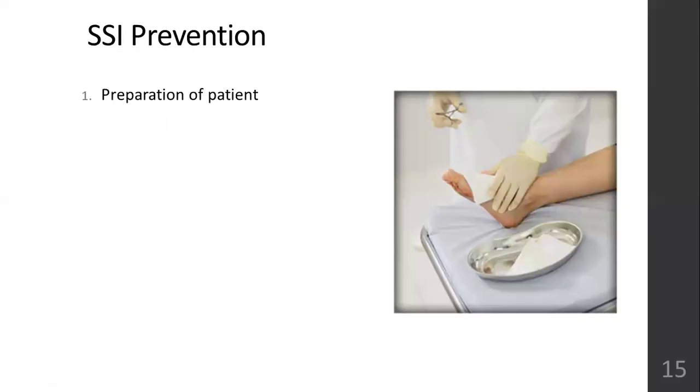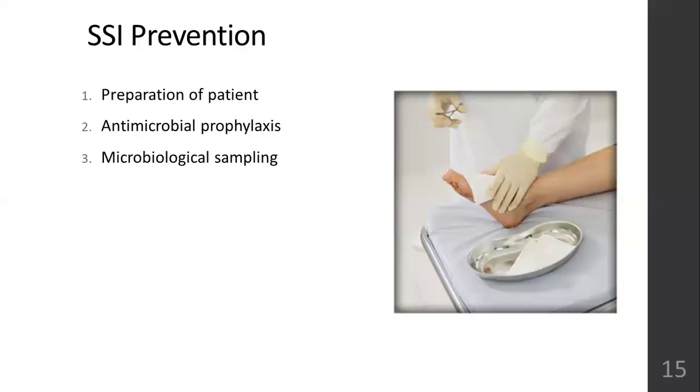So, prevention strategies. When you prepare the patient, you have to give them a proper bath. Antiseptic soaps or solutions should be used to prepare the patient before surgery. Antimicrobial prophylaxis has to be started 1 hour before the surgery starts, if it is indicated. It is given through IV. Then microbial sampling should be done after the surgery. The wound swab has to be done.